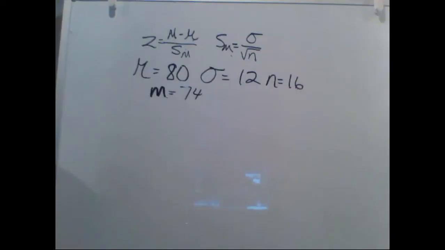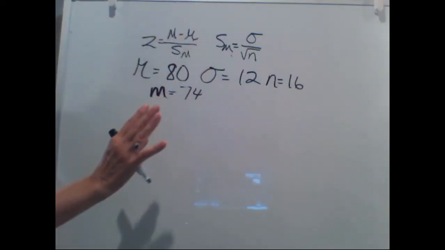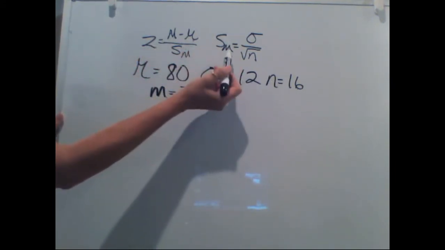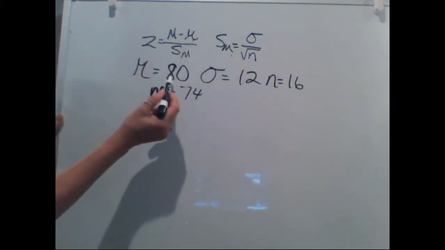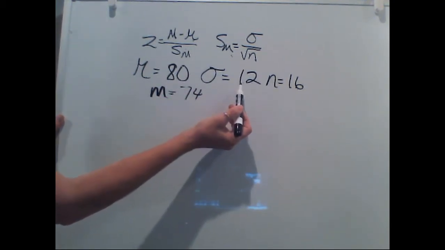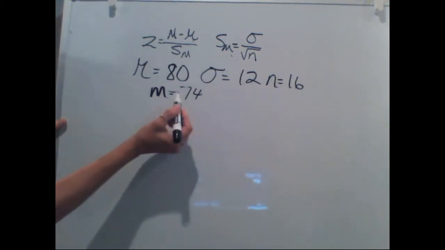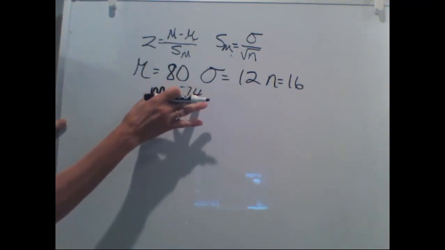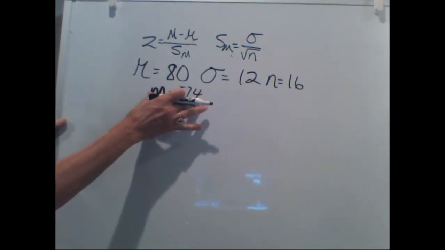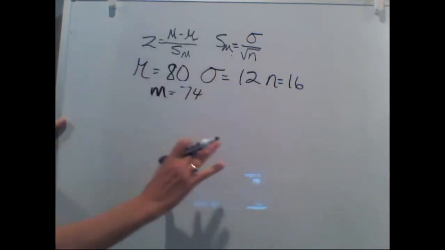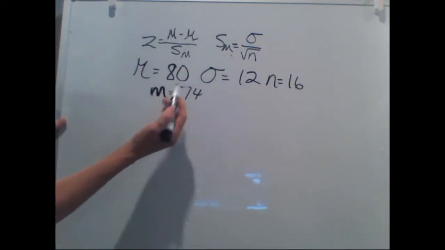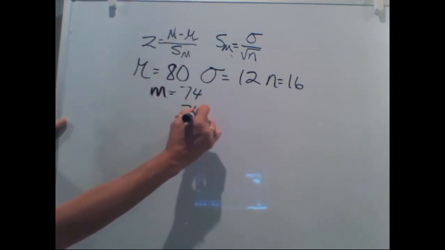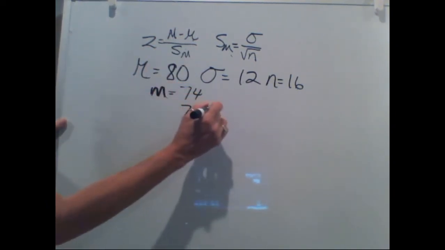Let's do it. So once again, we have everything that we need here. We have the formula for z for means, the standard error of the mean. We have the population mean of 80, standard deviation of 12. This time we have an n of 16 and a mean for our sample of 74. We're trying to figure out where this mean of 74 would be in the distribution of sample means for this population. So what we're going to do first is find the mean of 74 minus the population mean of 80.